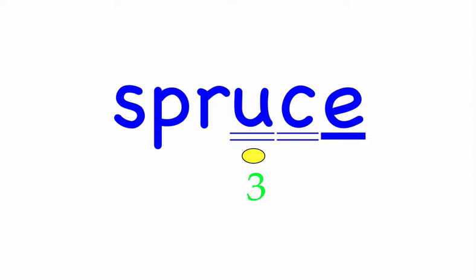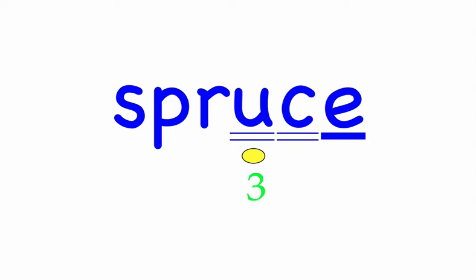Here, the silent E at the end of the word is causing the U to represent its long sound. Now, U is double underlined because it's representing its second long sound. The first long sound for U is "u," as in the word mule. The second long sound for U is "oo," as in dude, or as in spruce. And C is double underlined because it is also representing its second sound.